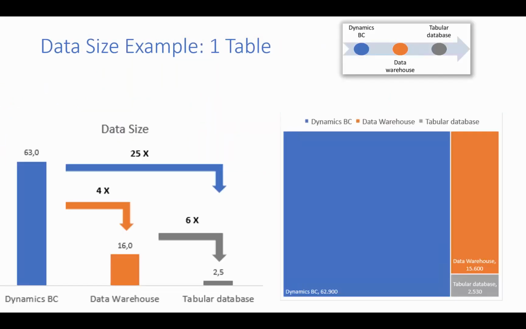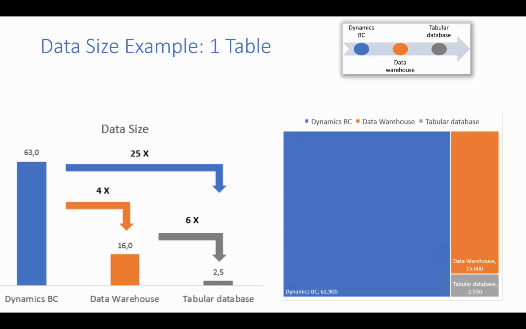If we look into our example, this model of 100 million rows, this table takes about 63 gigabytes of disk space in the Dynamics BC database. When we take this information into our data warehouse, then the size is 16 GB, shrunk 4 times, but there is no compression to be understood. The reason for this shrinking database size is that we don't use all the columns, and the columns that we are using are structured differently.